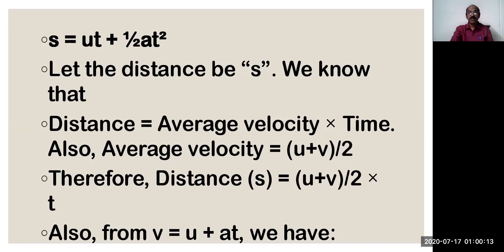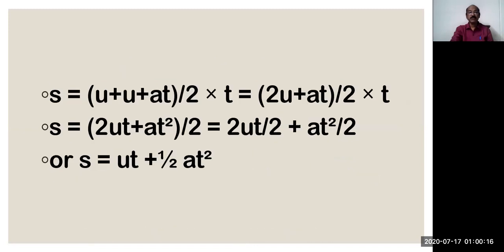But from the equation v equal to u plus at, by substituting the value of v, instead of v we substitute u plus at, therefore u plus u plus at by 2 into t, or 2u plus at by 2 into t. Therefore s equal to 2ut plus at square by 2, or 2ut by 2 plus at square by 2, or s equal to ut plus half at square, or we may say s bar equal to u bar t plus half a bar t square.